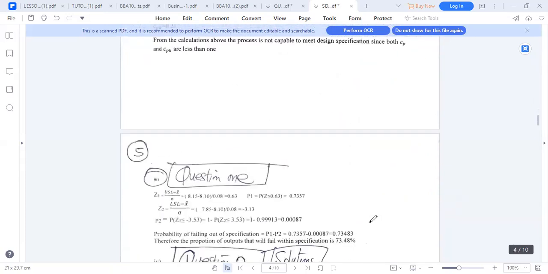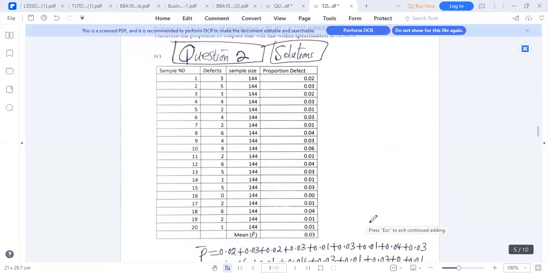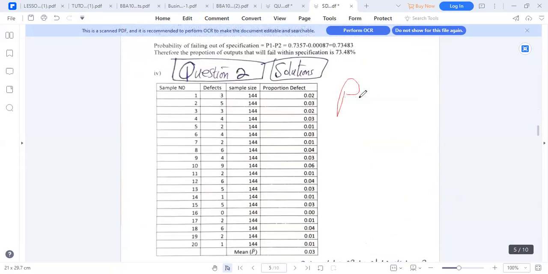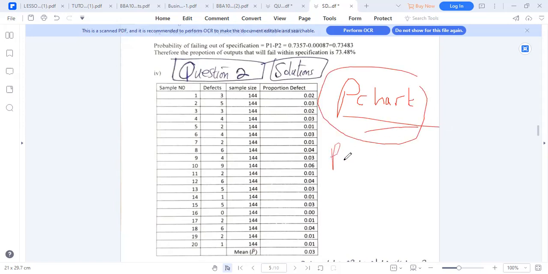Question number 2 is actually on the P chart because we're finding the proportion of defective from the sample. So this is a P chart, percentage of defective chart. Under this one, we already know for sure that our P bar is the center line.